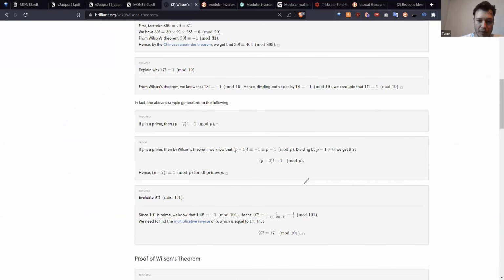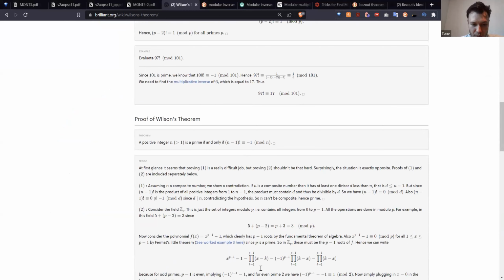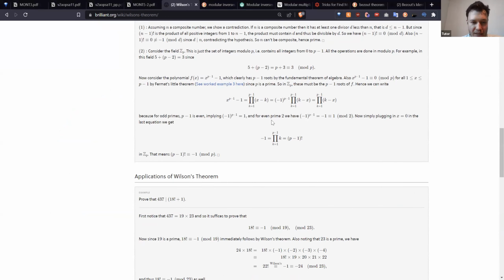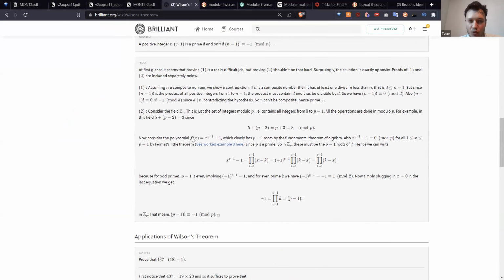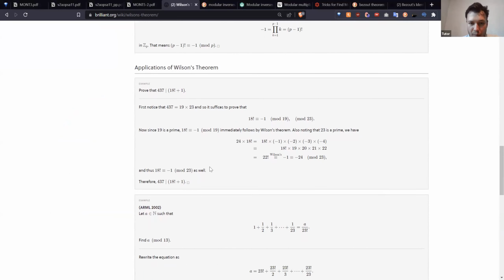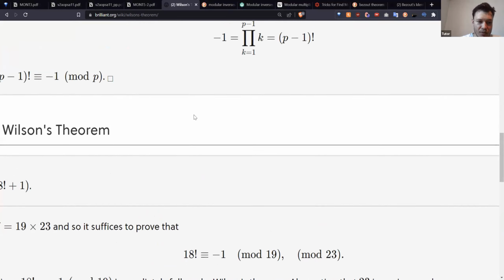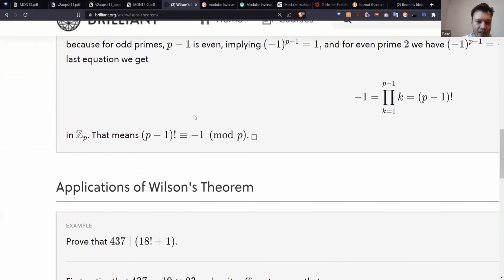You guys can read more about Wilson's theorem in here. There is a proof of Wilson's theorem. The proof in here uses, I think, polynomials. It's much more advanced, and we don't really need this proof. But here are a couple of simple applications. For example, show that this number divides 18 factorial plus 1.